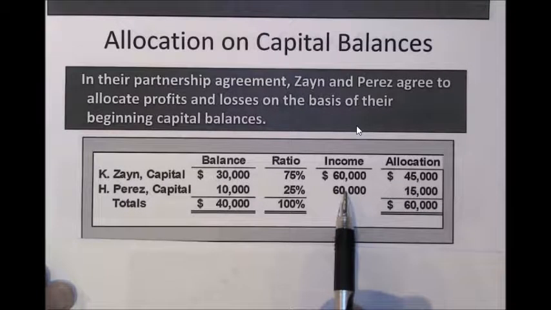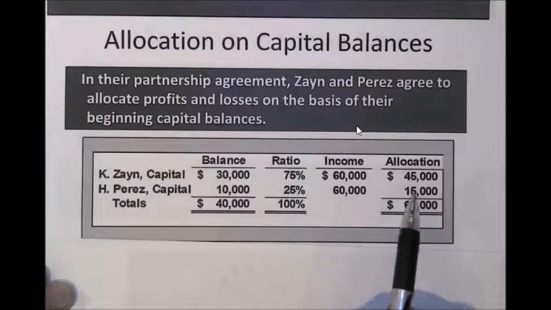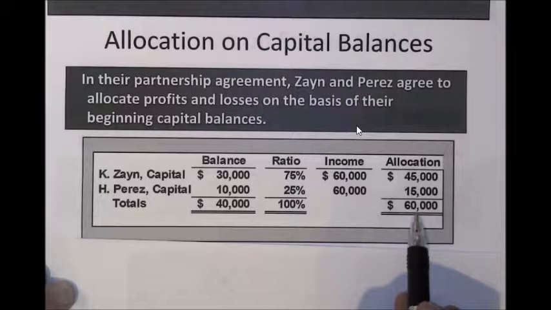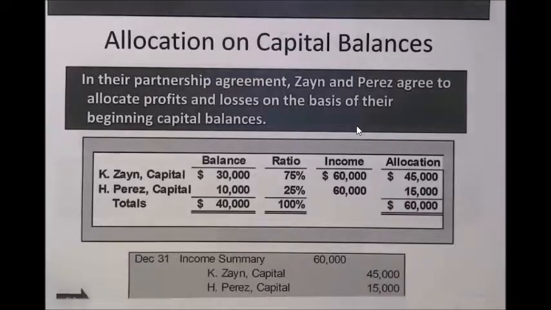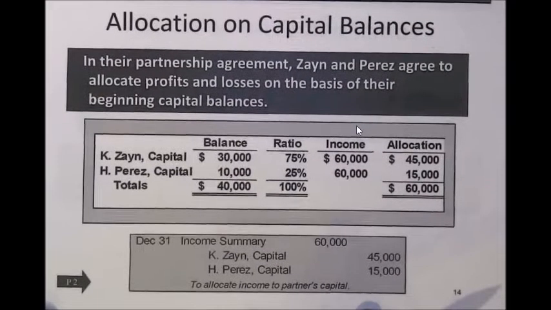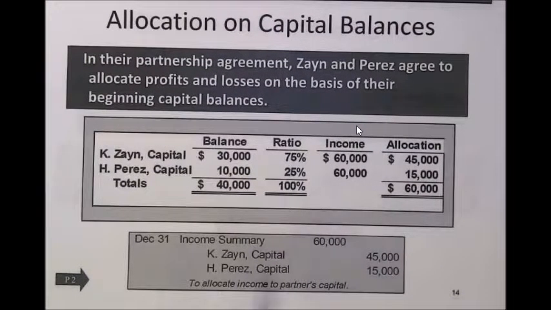25% times 60,000, Perez's share is 15,000, for a total of what? 60,000 bucks. So that means of the $60,000 in income, Zane is going to get credited to his capital account 45,000, and Perez is going to get a credit in his capital of 15,000. So now our closing entry looks like this, right? Debit to income summary of 60,000, credit Zane 45,000, and Perez 15,000.